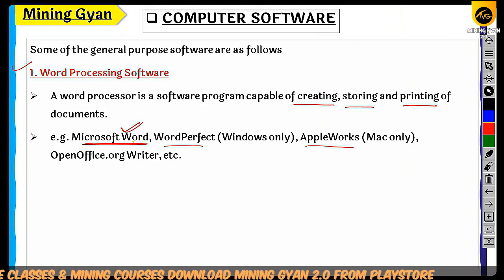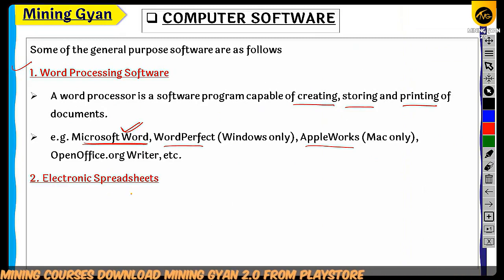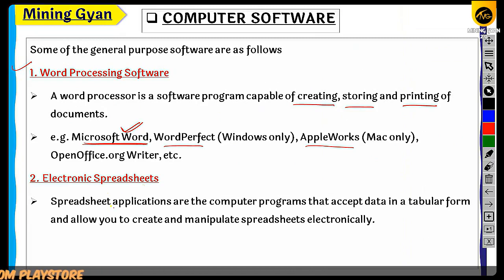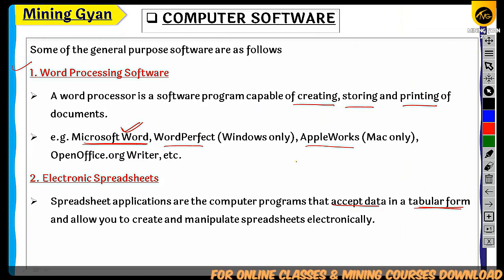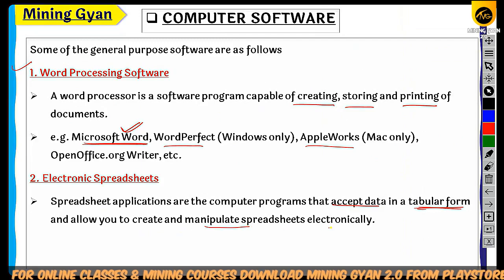The second type of general purpose application software is electronic spreadsheets, like MS Excel, which is the most common and popular type of electronic spreadsheet. Spreadsheet applications are computer programs that accept data in tabular form. Basically, where we have to prepare a document in table form, electronic spreadsheets are used. They allow you to create and manipulate spreadsheets electronically.